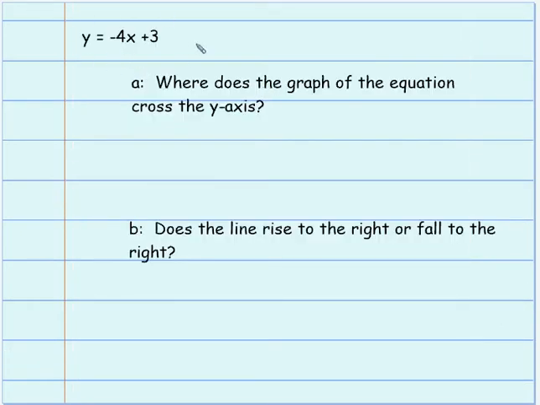Okay, so if you're given an equation, y equals -4x plus 3, here are 2 questions you can answer. Where does the graph of the equation cross the y-axis? Okay, so now this is time for you to realize that this is y equals slope x plus your y-intercept, or y equals mx plus b. And remember that this part of the equation tells you where you cross the y-axis. So it would be at the point (0, 3).